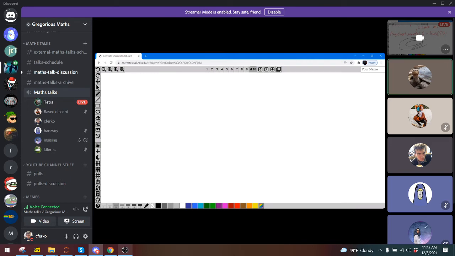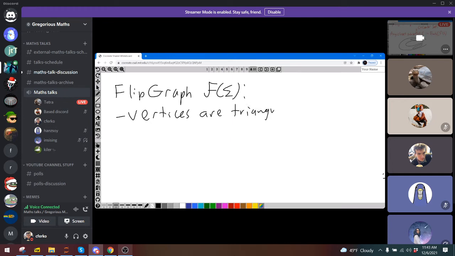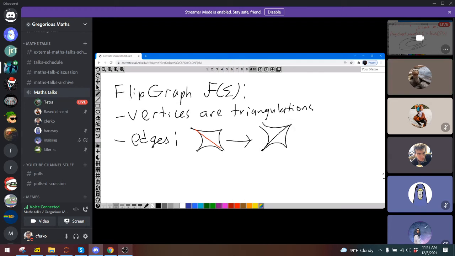Anyway, so here's what I'm working on. The flip graph is the graph whose vertices are triangulations, and its edges are these kinds of things. They are flips, and they look like this. So you take your triangulation that looks like that, and you flip it, it looks like this. Like this. Flip.